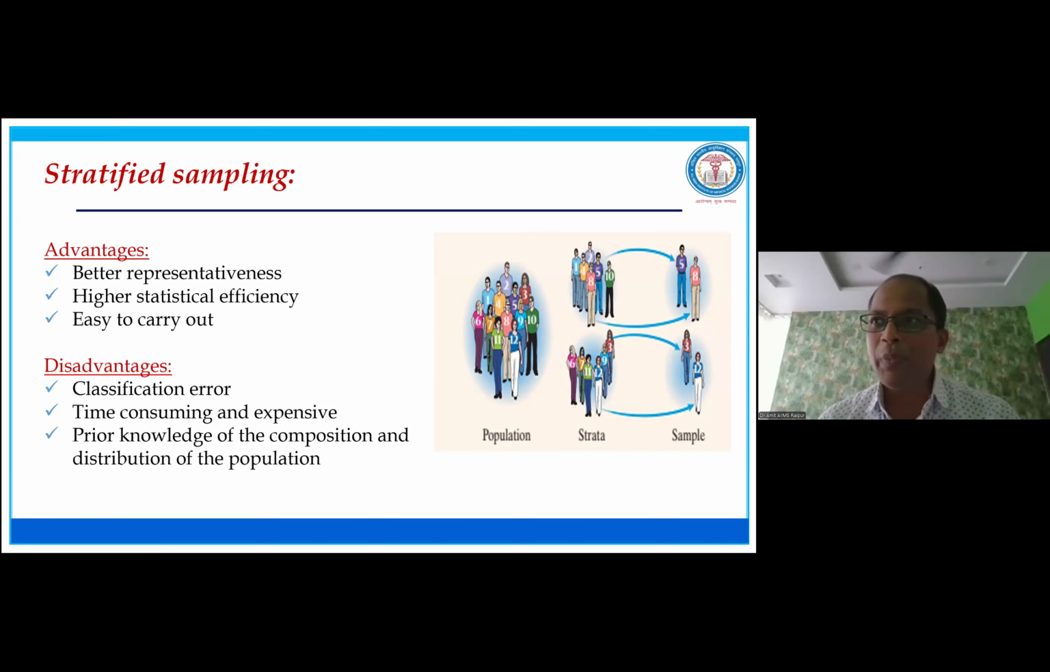And for example, if you want to divide any population based on smoking, then it is very easy to divide whether they are smoker or non-smoker. But if we have to divide the population based on the number of cigarettes they are smoking per day, then there will be a problem. Again, it is time consuming and more expensive, and we need information related to the composition and distribution of the population in the target population or in reference population. Then only we can make different strata or different groups for sampling.